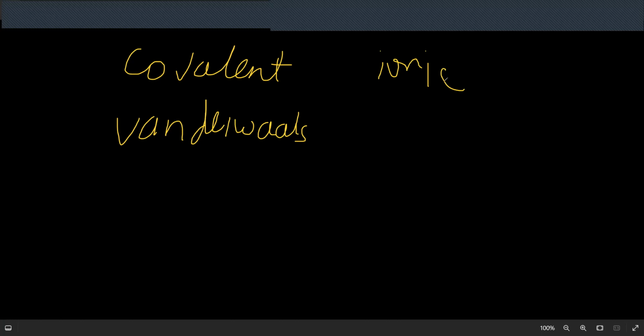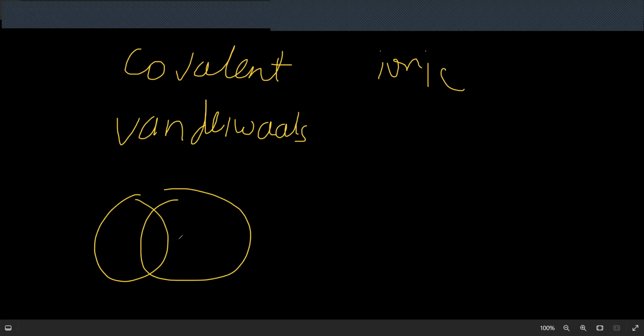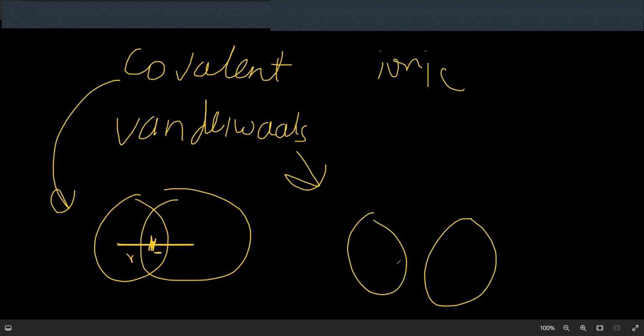Covalent radius is half the distance between the nuclei of atoms bonded by a single covalent bond. So a covalent bond looks like this. This will be some distance. If we divide it by half, it will be r. It is not entirely accurate, but it's the best we can do. And van der Waals radius is for atoms that are not bonded, just touching, and it is half the distance, so it's a little bit more.